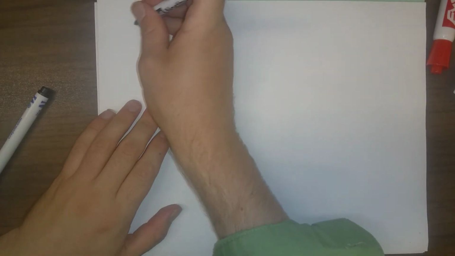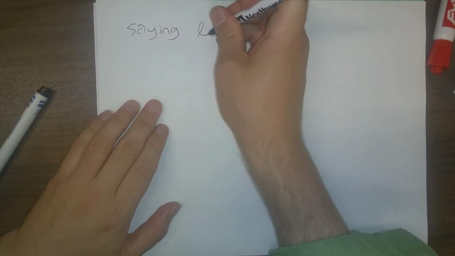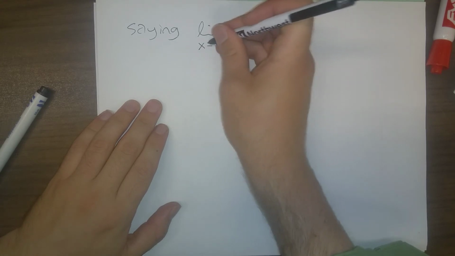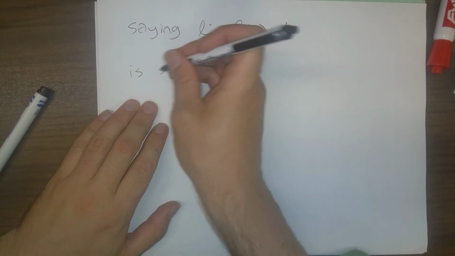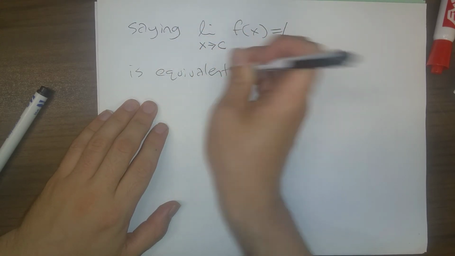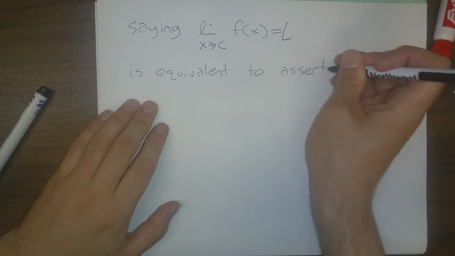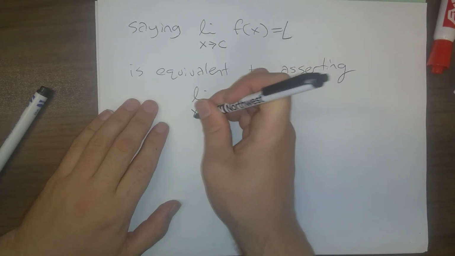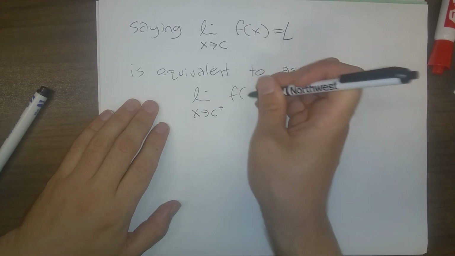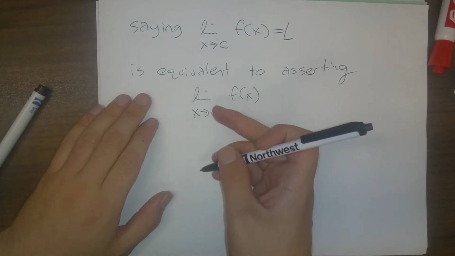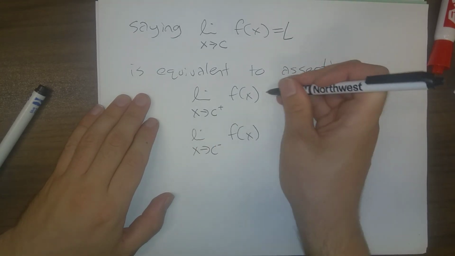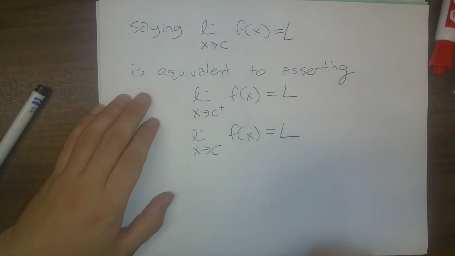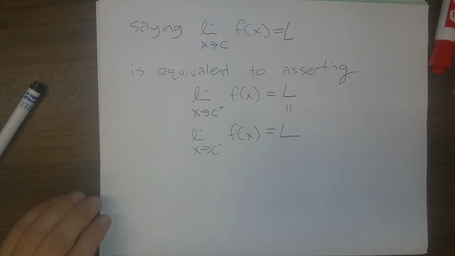And just to wrap this up, I'll note here that saying the limit as x goes to c of f of x is equal to L is equivalent to asserting that the two one-sided limits, the limit as x goes to c from the right, which comes with a plus sign, and the limit as x goes to c from the left, which comes with a minus sign, both exist and both are the same thing. Those have to be the same numbers here.